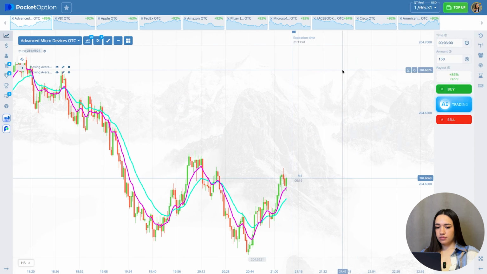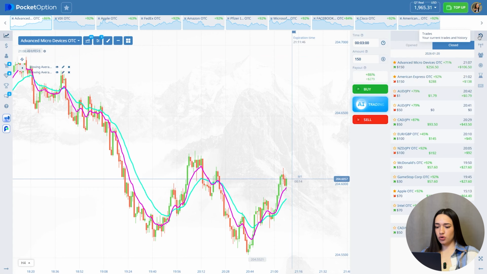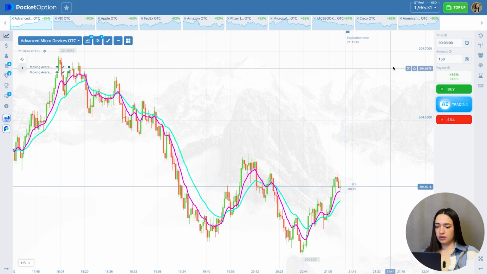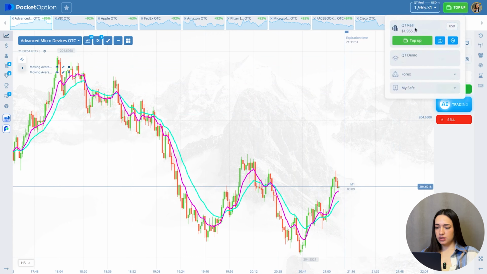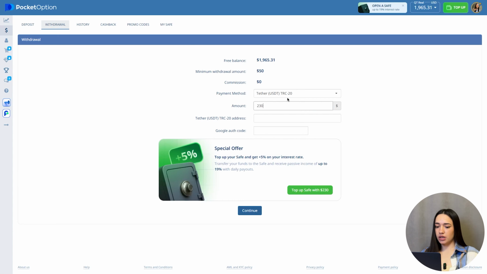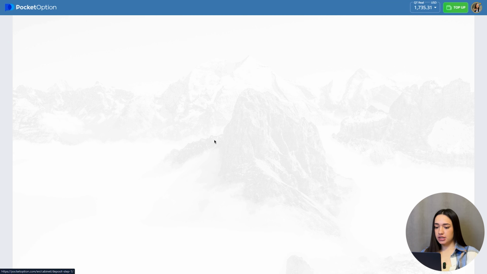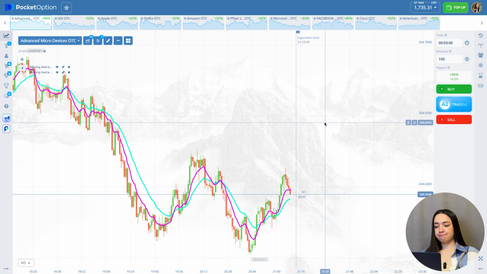So by the way, let's maybe withdraw this amount. So we go to the withdrawal tab and take this one. We use Tether. We'll enter an amount of 230, let's say for a restaurant visit. So we paste the wallet address, enter the Google Authenticator confirmation code, and click continue. Great. So the withdrawal operation is being processed. Now we just need to wait for the funds to arrive in the account.